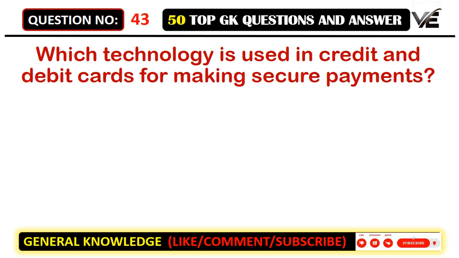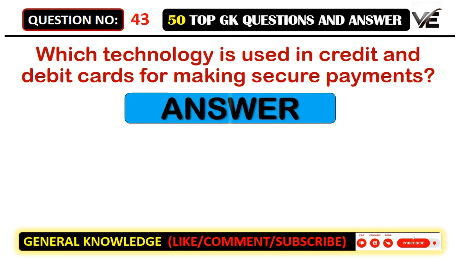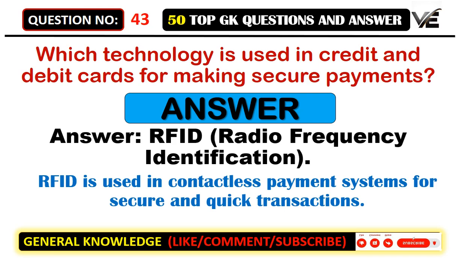Which technology is used in credit and debit cards for making secure payments? Answer: RFID, Radio Frequency Identification. RFID is used in contactless payment systems for secure and quick transactions.